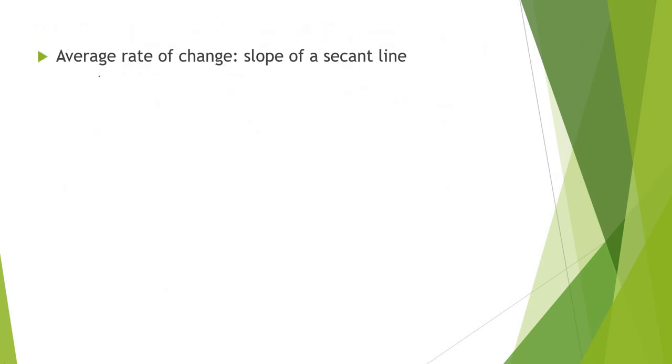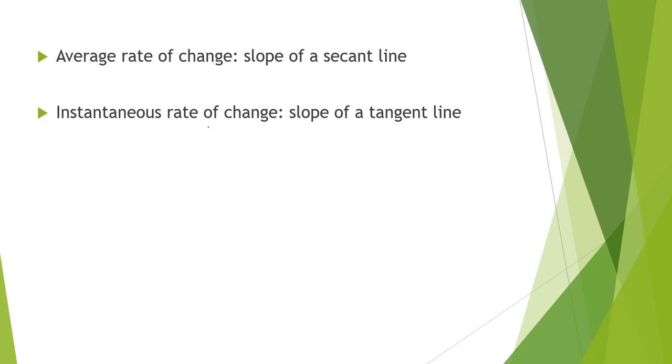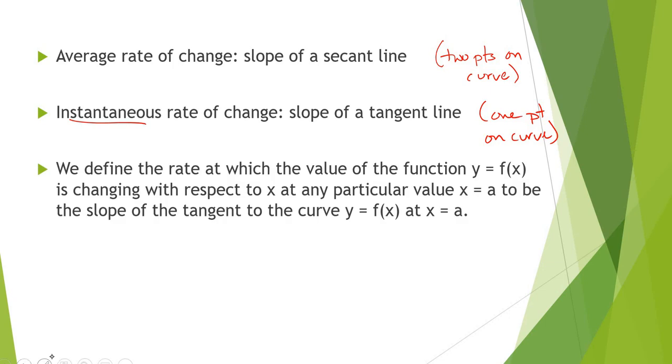So again, the average rate of change is the slope of a secant line, the slope between 2 points. The instantaneous rate of change is the slope of a tangent line. So this is 2 points on the curve. A tangent line crosses at 1 point on the curve. Instantaneous, at a moment in time.